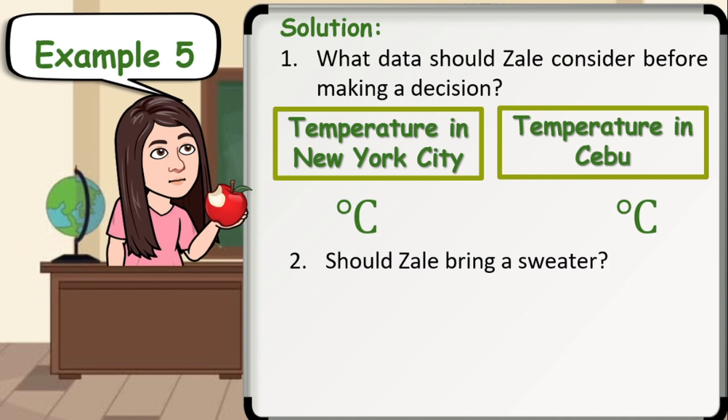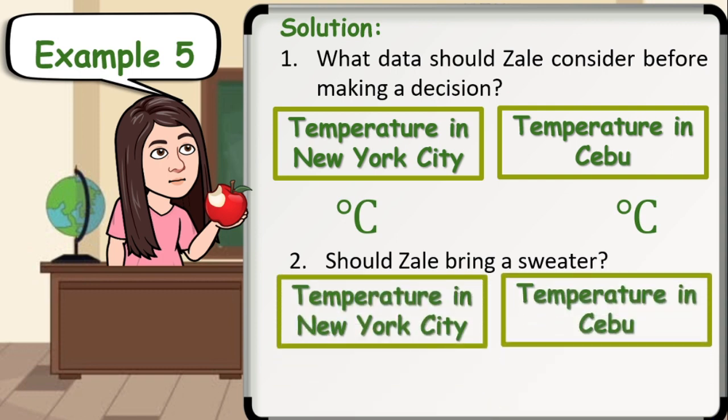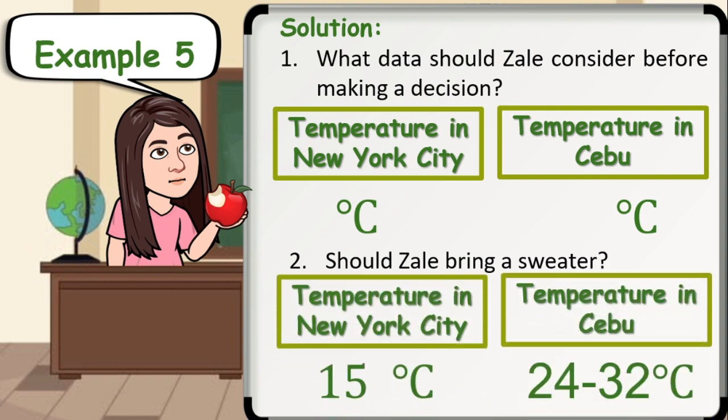Number 2. Should Zale bring a sweater? The average temperature in Cebu is between 24 to 32 degrees Celsius. Since the average temperature in New York City is 15 degrees Celsius, Zale should probably bring a sweater since the latter temperature is way below the temperature he is used to. Better yet, he should bring a jacket just to be safe.